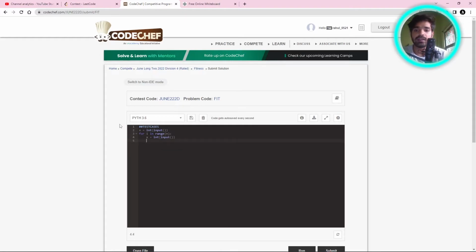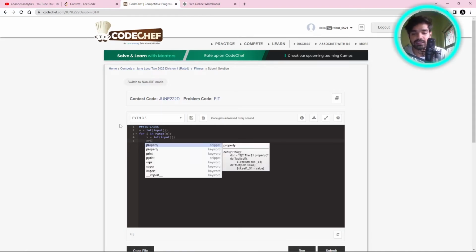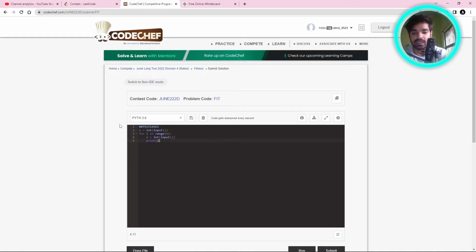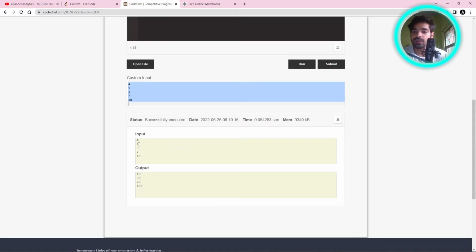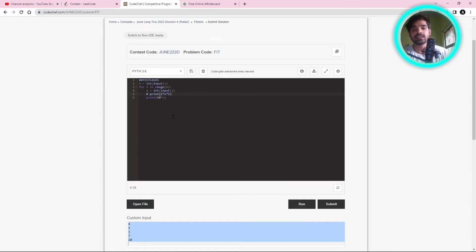What we are simply doing is multiplying the value x with 10, so we can just print it. We can do it like 2 into x into 5, which will give the same value, for your understanding, or you can simply do 10 times x. Are we missing anything? No. Okay, let's run this one. 1 times 10 is 10, 30, 70, 100. I think we are getting the desired output.